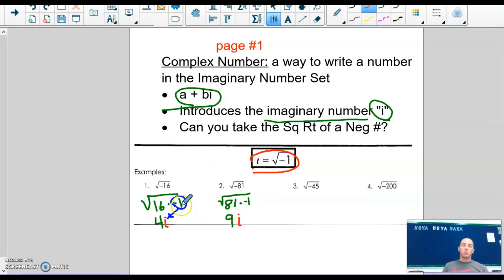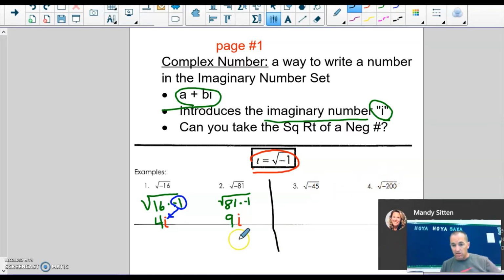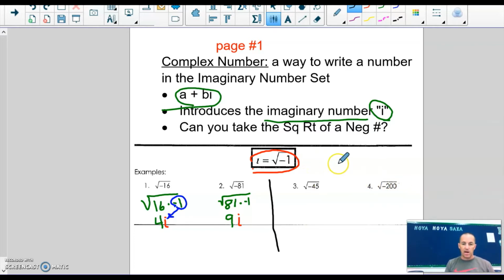The nice thing about problem number 1 and number 2 is that they had perfect squares. Negative 16, negative 81, those are both perfect squares. But now we're going to transition into values that are not perfect squares. So I'm going to type up here for you for a second.